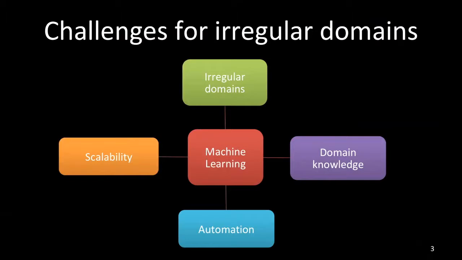And finally, scalability. How do we scale these machine learning methods on our big systems? Because for images, I have heard several talks on scaling deep learning methods for images.